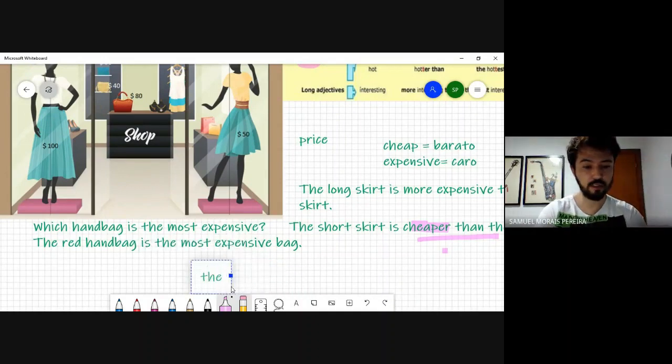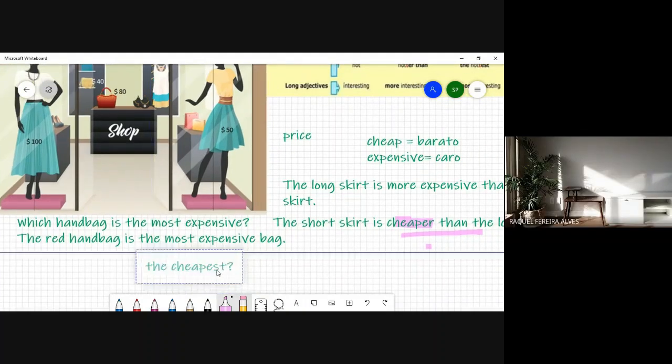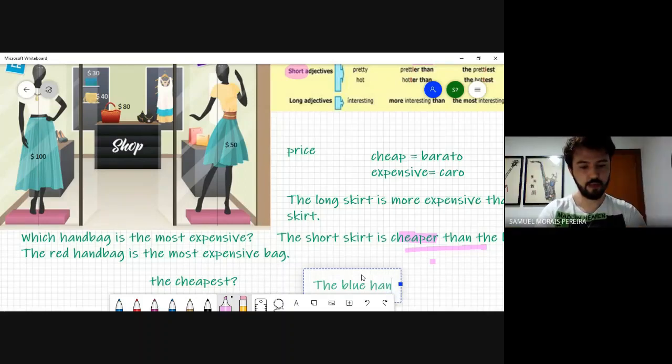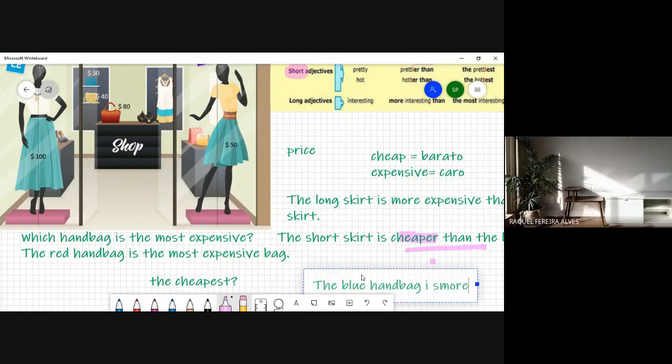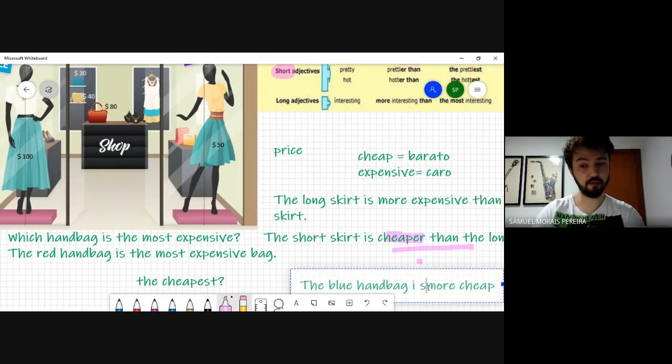Now, Rachel, can you tell me which handbag is the cheapest? So, which one is the cheapest, Rachel? The blue handbag is more cheaper. The blue handbag is... Eu vou escrever o que você está falando, tá bom? Okay, more... Okay. Me perdi. É isso? More cheap? É isso que você falou?